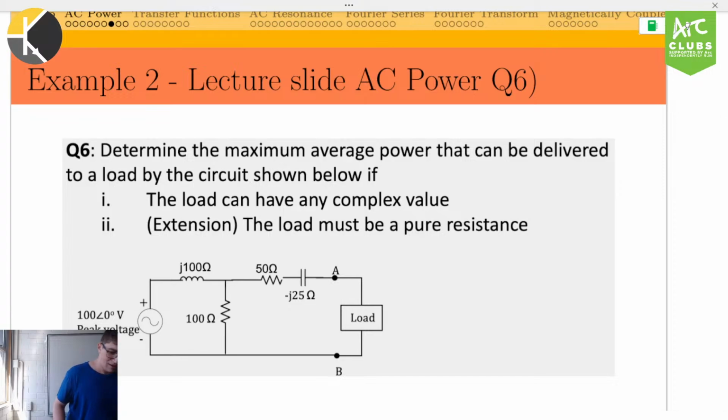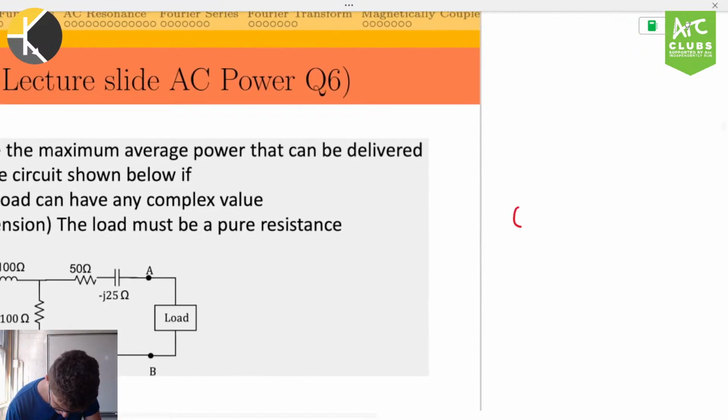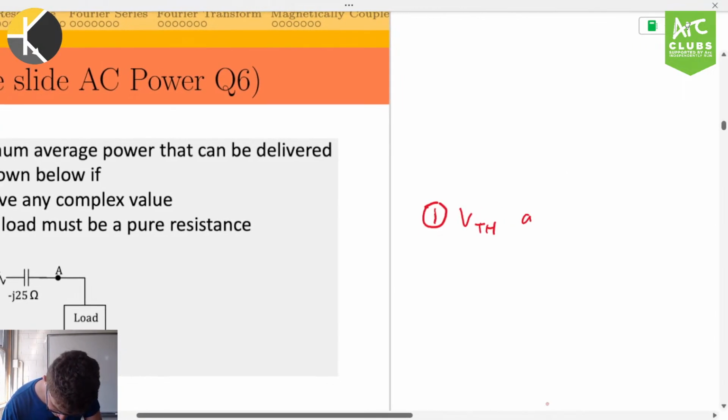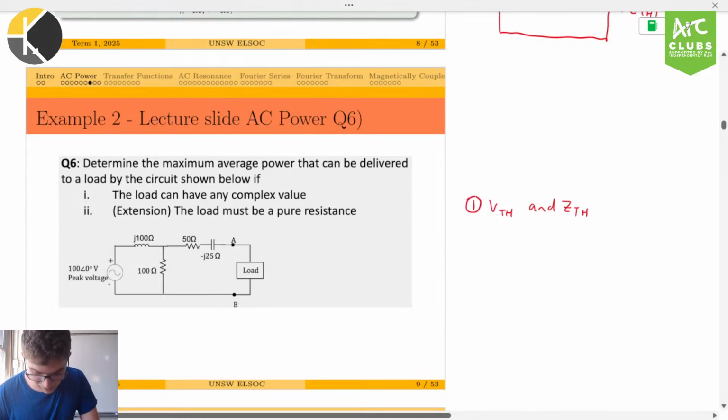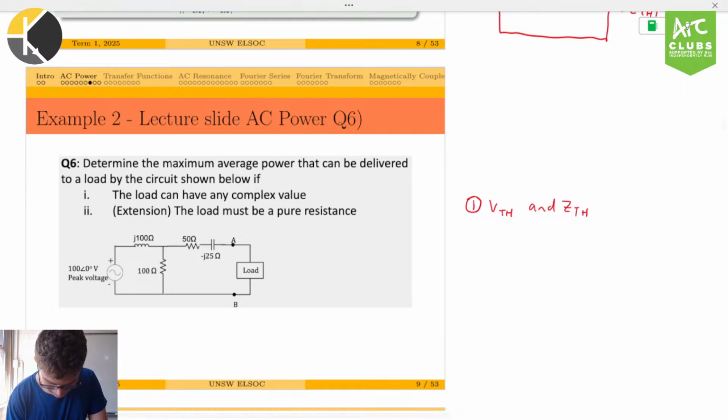All right, so let's find V Thevenin, Z Thevenin. That's our first step. We're going to find V Thevenin and Z Thevenin. From these points, that's a pretty normal problem from ELEC Quad 1. Let's just do it, okay?